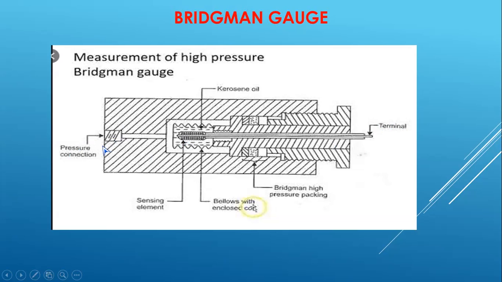See here, if you connect this, there will be a pipe which is directly connected to the cell. Here you have the sensing element and the bellows which is completely immersed in the kerosene. Due to the high pressure, there will be a change in the electrical characteristics. That is the change in the electrical current that can be measured through the terminal in the digital output or digital indicator, which indicates the pressure in kg per millimeter square.